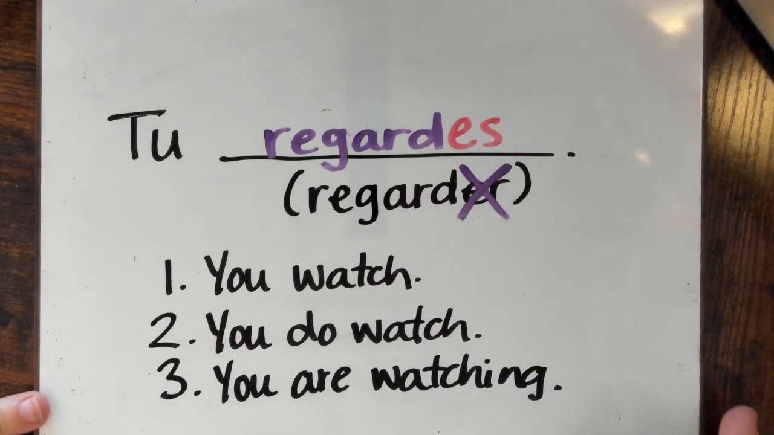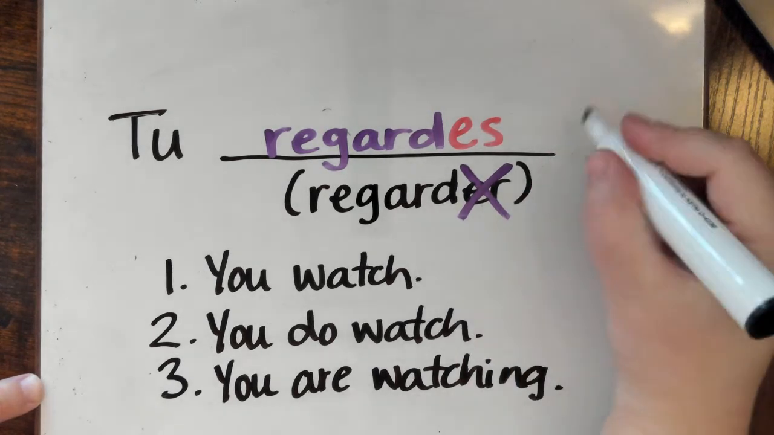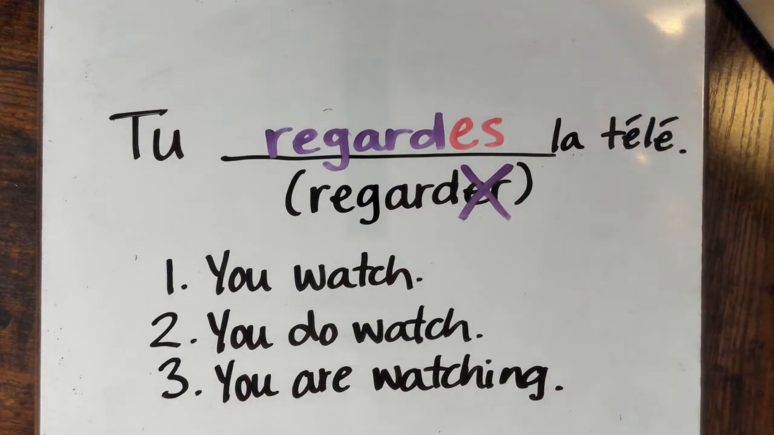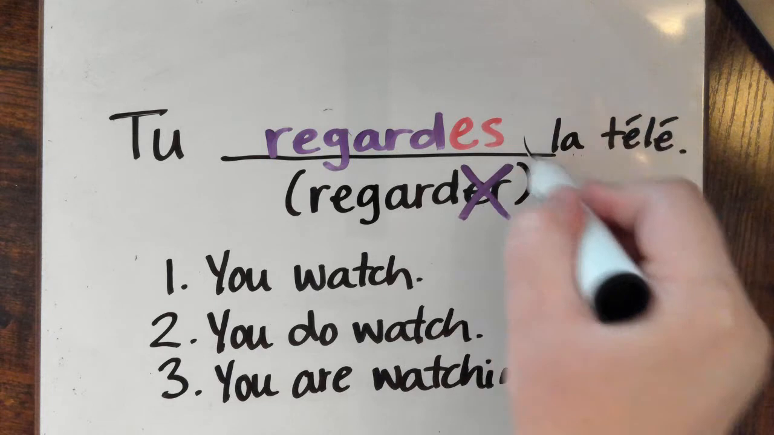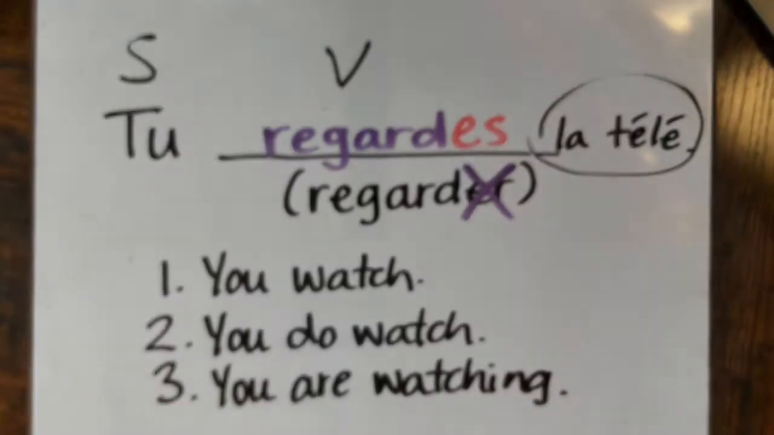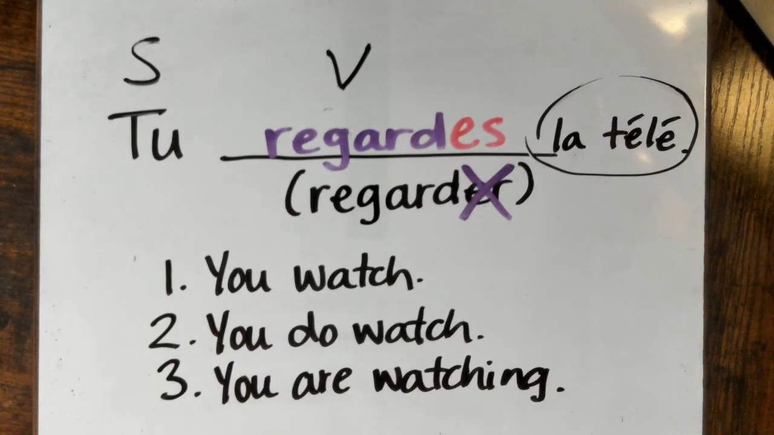Now, it might seem kind of silly that we're just saying you watch. Like, that's not that cool of a sentence, right? So you can add more to the sentence. Like, you can say, tu regardes la télé. You watch TV. Or you do watch TV. Or you are watching TV. But this part of the sentence is just for fun. This is the subject and this is the verb. So right now what we're working on is subjects and verbs. You can always add more to your sentence to make it interesting.